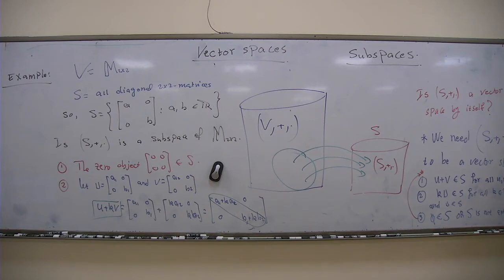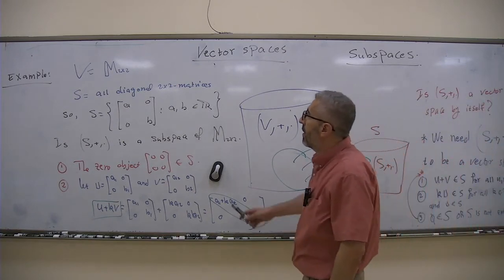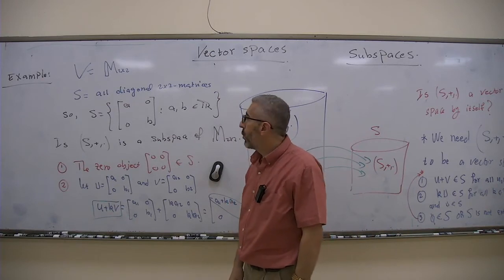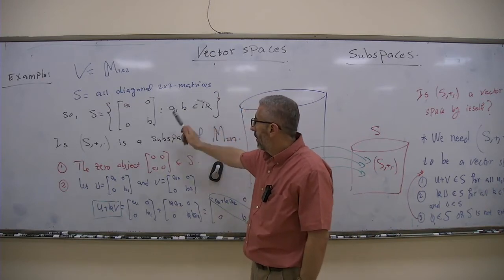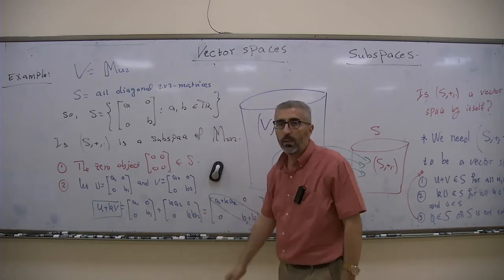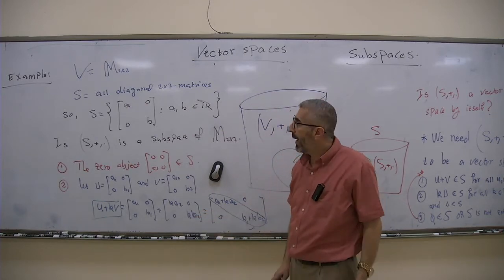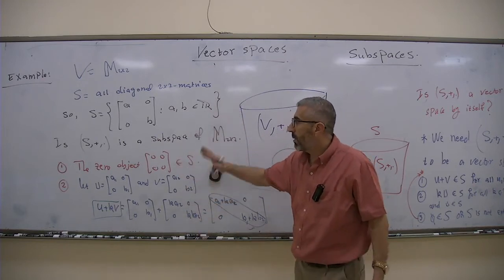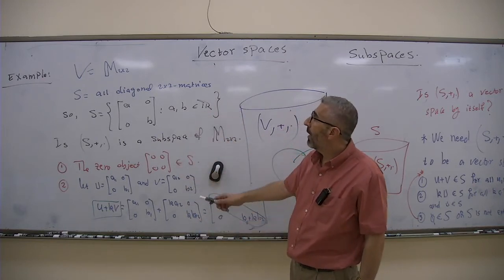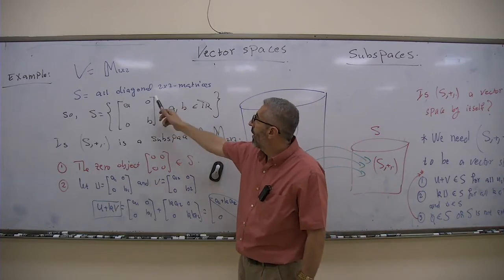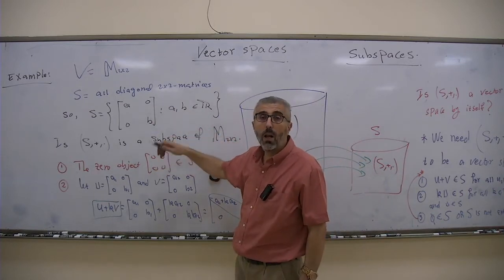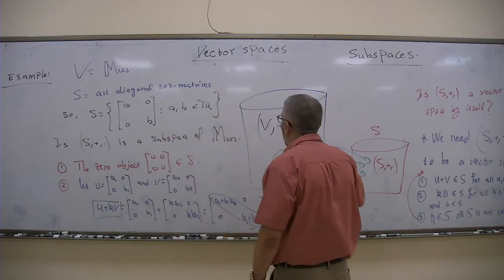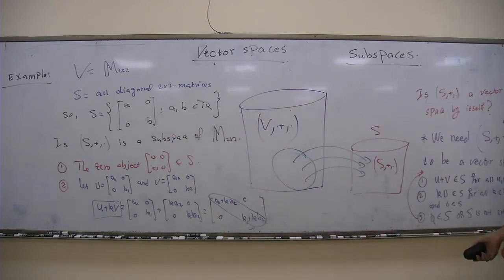All right. What if I change this and I make it, instead of all diagonal, all upper triangular? What do you think? Upper triangular, still you are going to find it is a subspace. I'll leave it for you as an exercise. Change this example. Instead of diagonal, just take it upper triangular or lower triangular. You are going to find it is still a subspace.